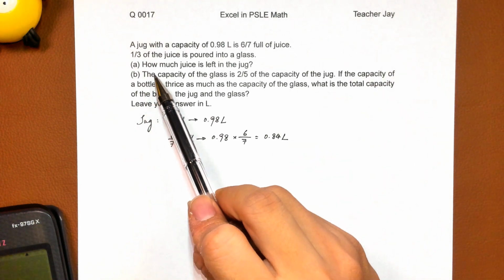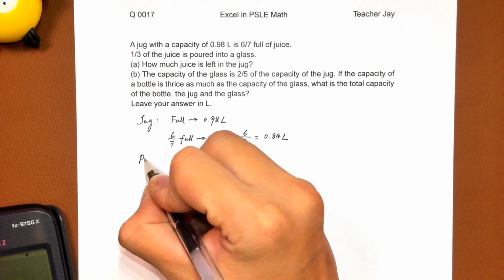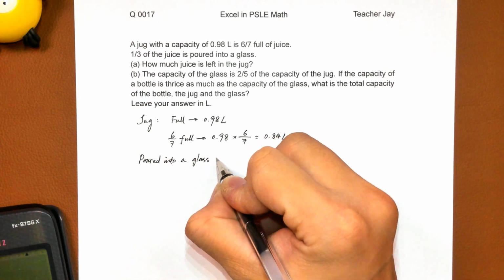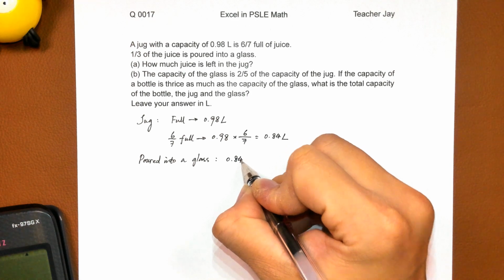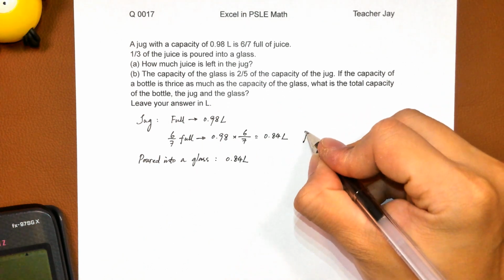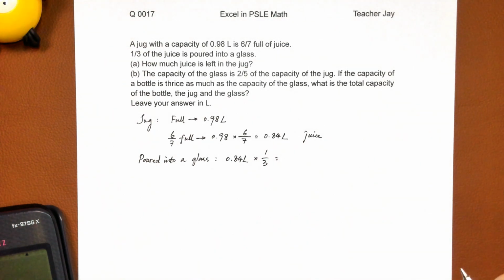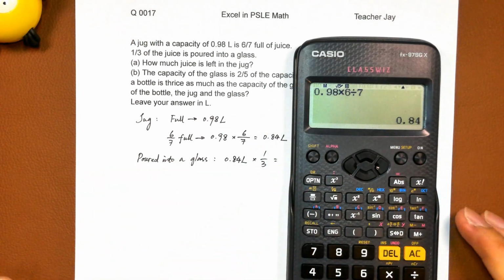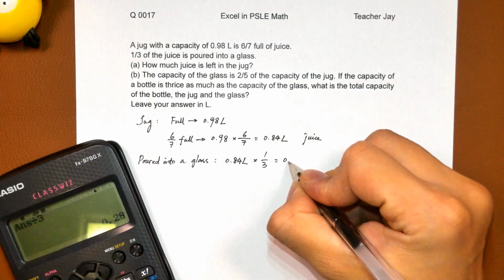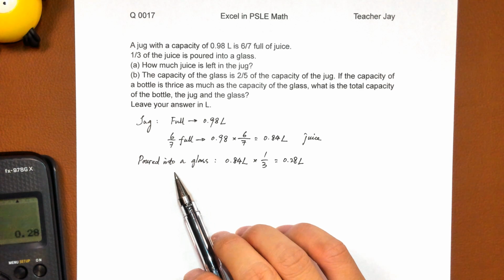And next, 1/3 of the juice is poured into a glass. So poured into a glass. We notice that is 1/3 of the juice. The juice here times 1/3. That means divide by 3. 0.84 divide by 3 is 0.28. 0.28 liter of juice was poured into the glass.